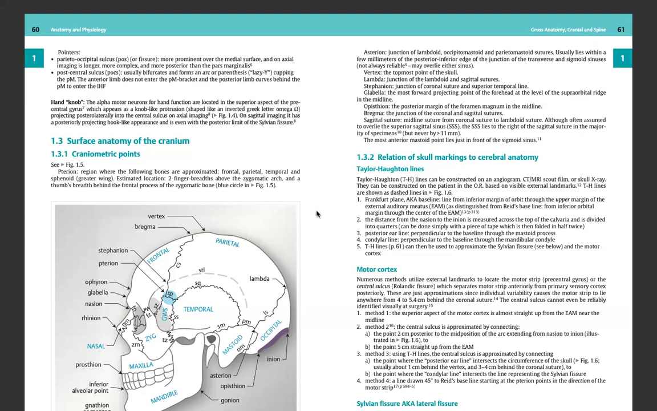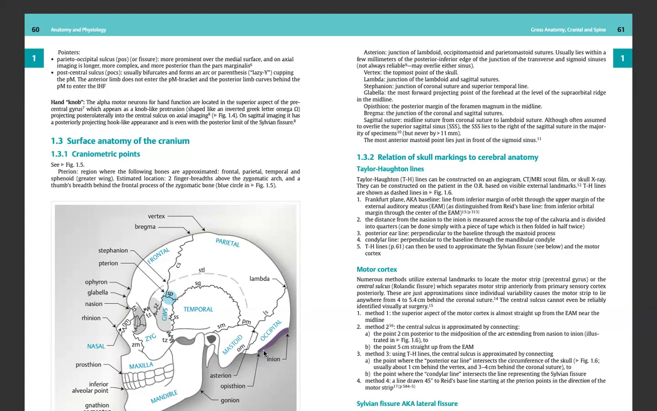And then the stephanion is the junction of the coronal suture and the superior temporal line. So here, if you look for the superior temporal line and the coronal suture, where they join is the stephanion, which is above the pterion actually. And then the glabella is the most forward projecting point of the forehead at the level of the supraorbital ridge, midline.